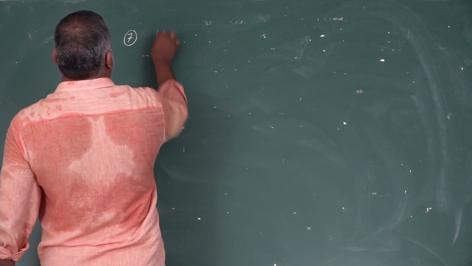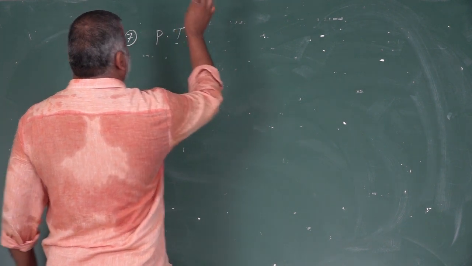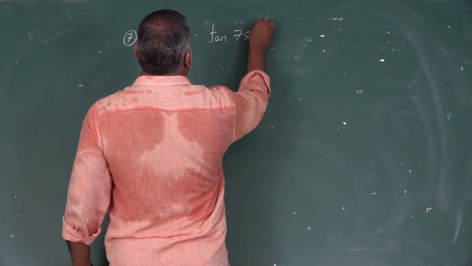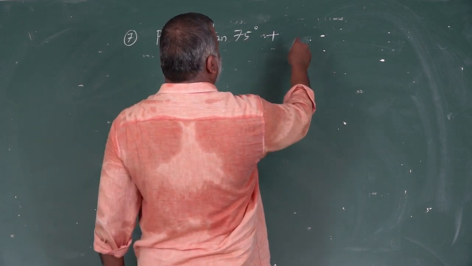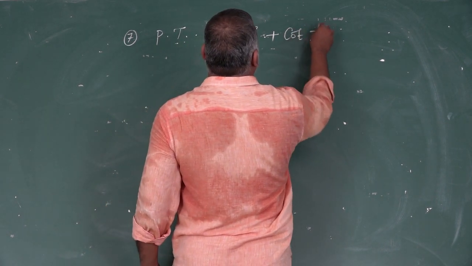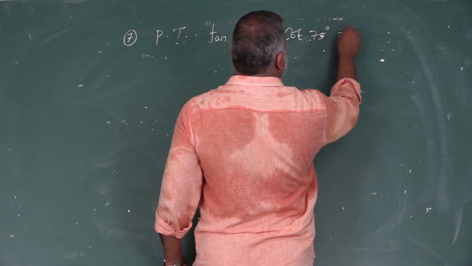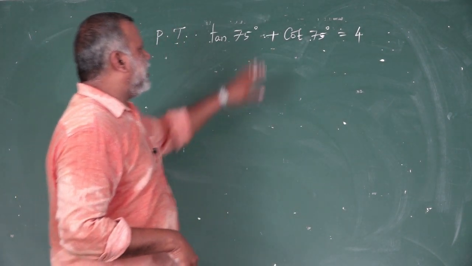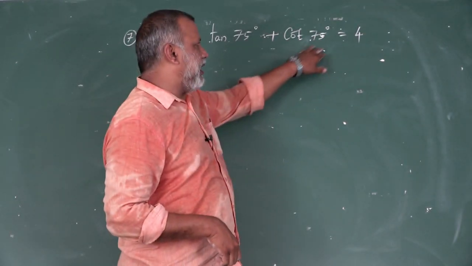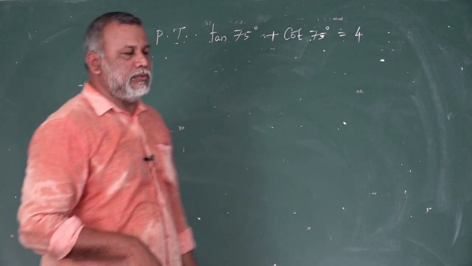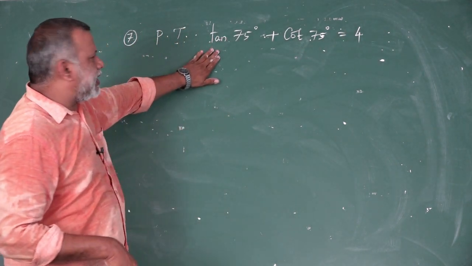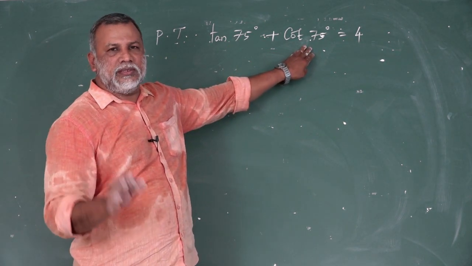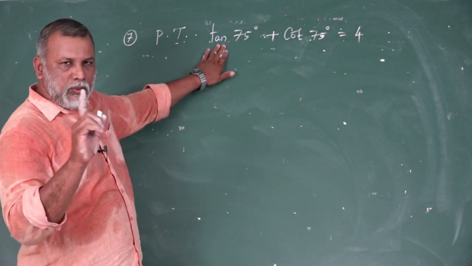Prove that, once again, tan 75 degree plus cot 75 degree is equal to 4. Tan 75 degree plus cot 75 degree equal to 4. Very simple. If you are working out tan 75, its reciprocal is cot 75. So we need to work out only one result.